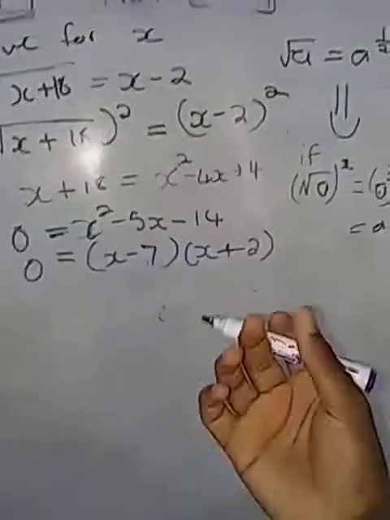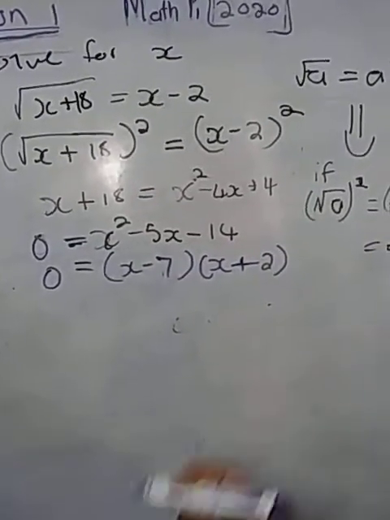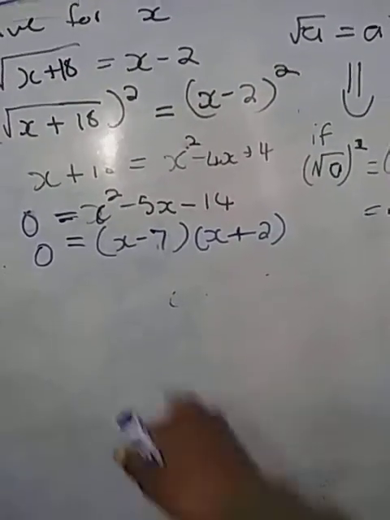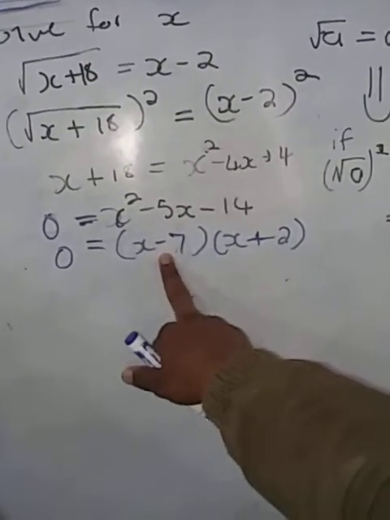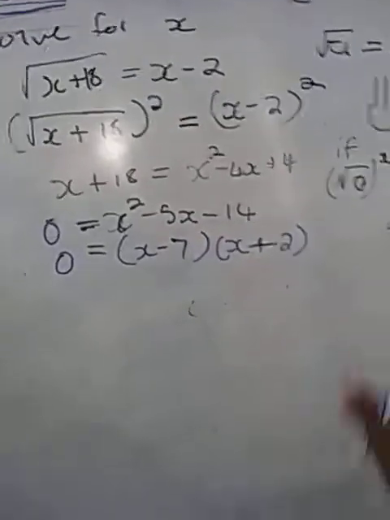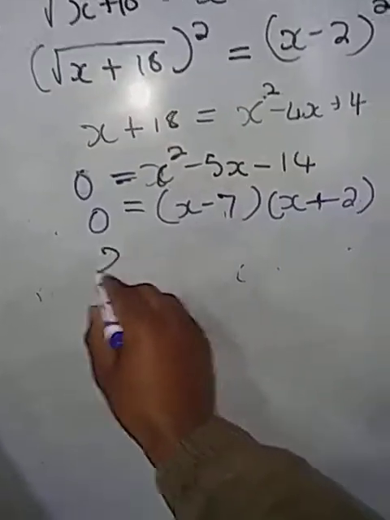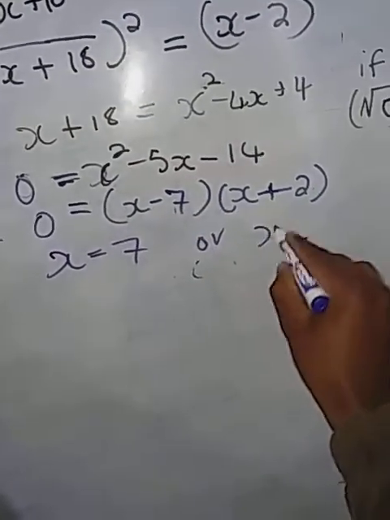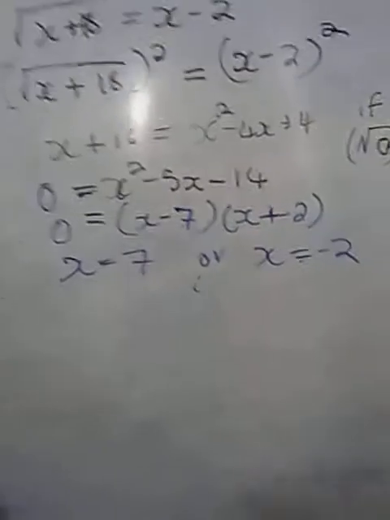Then you go to the middle term. When the middle term is negative, it tells you that the bigger factor will take the negative sign. Then you put the negative sign here on 7, and you put the positive sign on 2. Then you'll get your factors. Then you can just say x is equal to 7, or x is equal to negative 2.